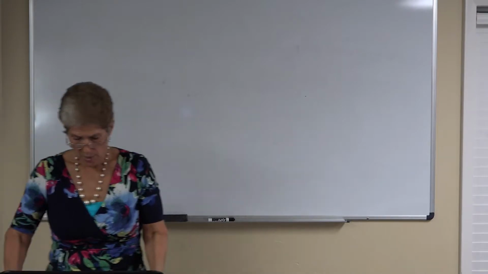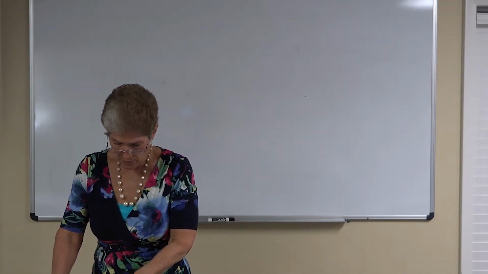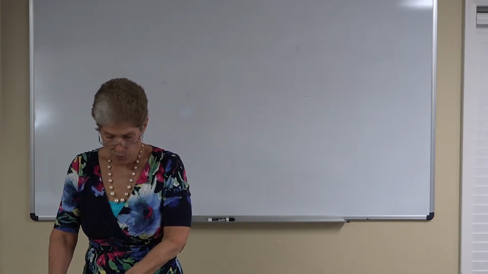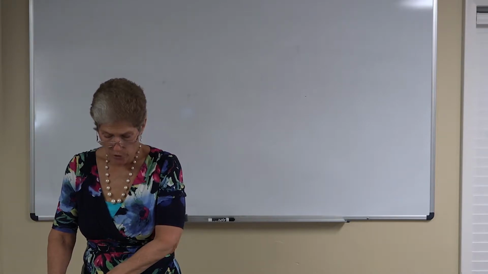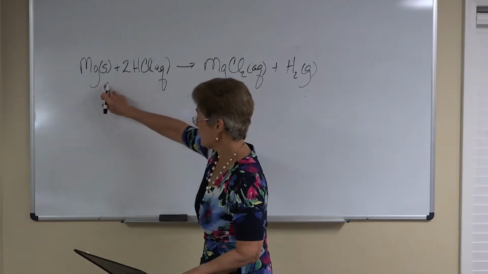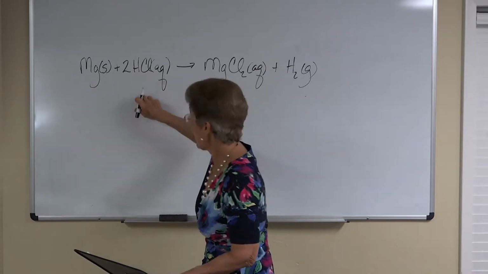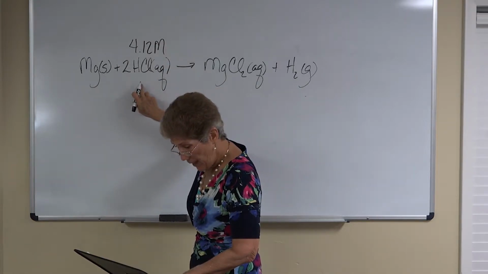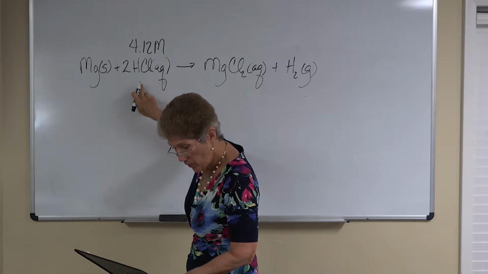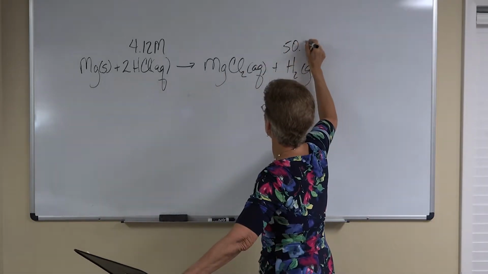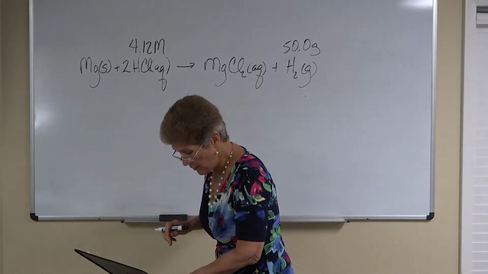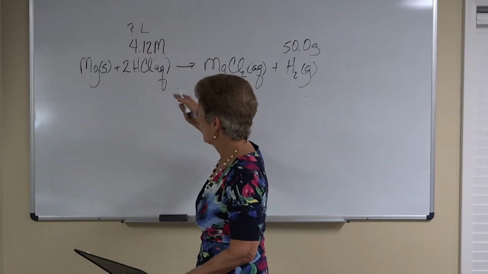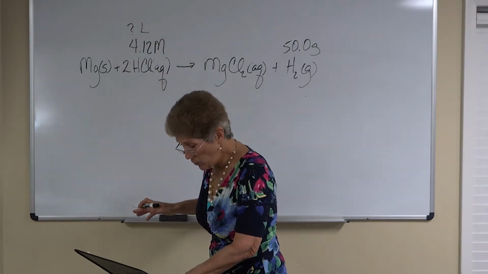Number 5. A chemist wants to make 50 grams of hydrogen gas following the following reaction. If she has an excess of magnesium, what volume of a 4.12 molar solution of HCl will she need to use? Okay, we have excess magnesium, so we're not calculating from that. We have 4.12 molar hydrochloric acid, and we want to make 50 grams of hydrogen gas. What volume, so this is the question mark here, is the liters of that. What volume are we going to need?